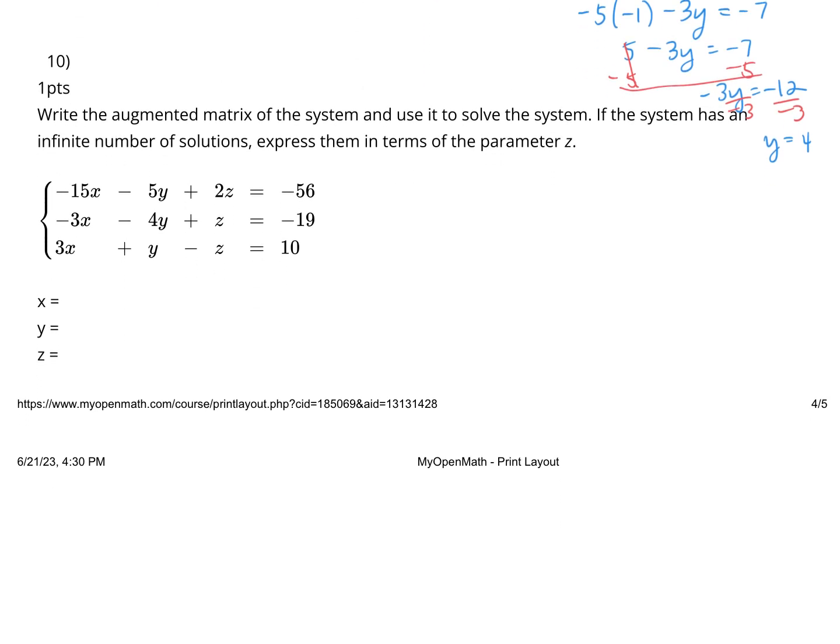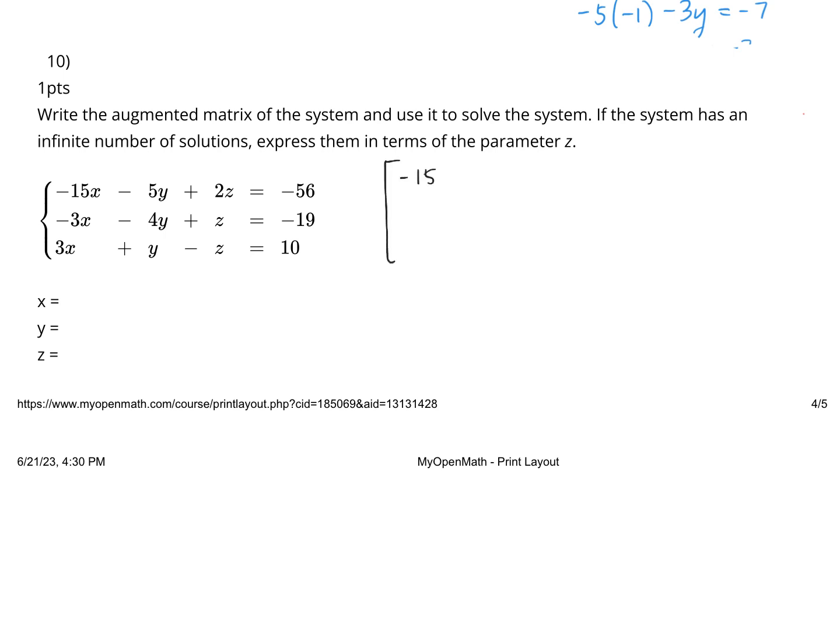All right, number 10. Write the augmented matrix of the system and then use it to solve the system. If the system has an infinite number of solutions, express them in terms of the parameter z. Okay, so again, we have options. If you have to write the augmented matrix, that's easy to do. We could do that if we needed to.